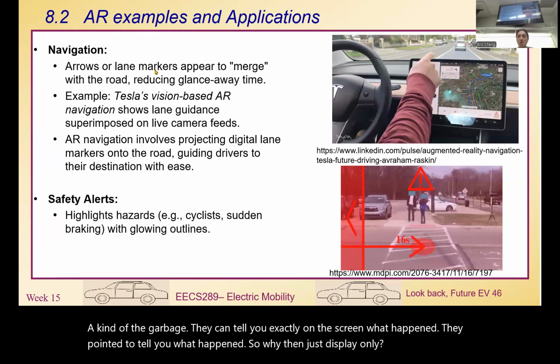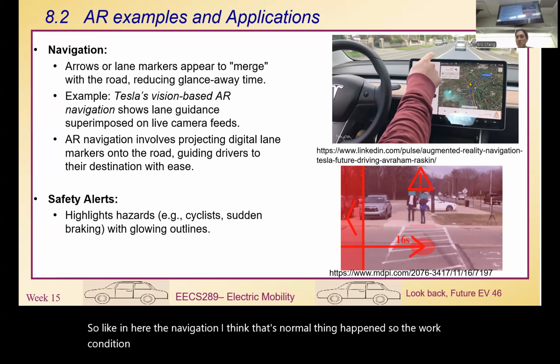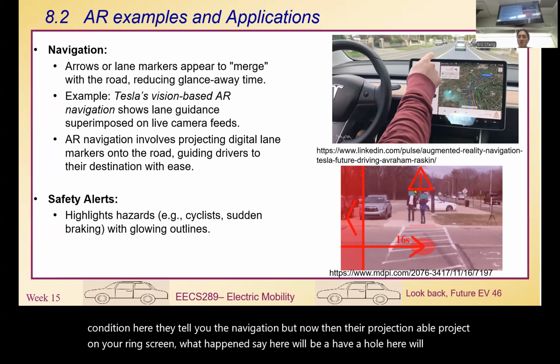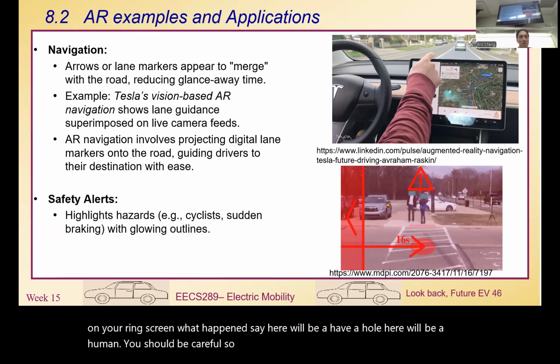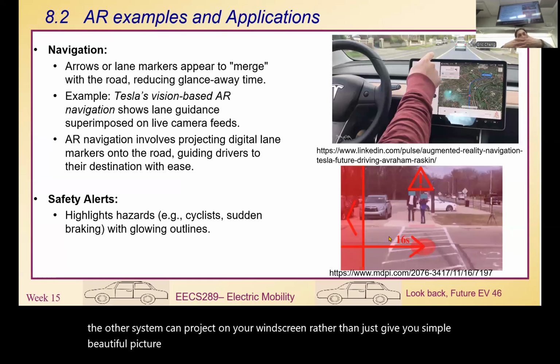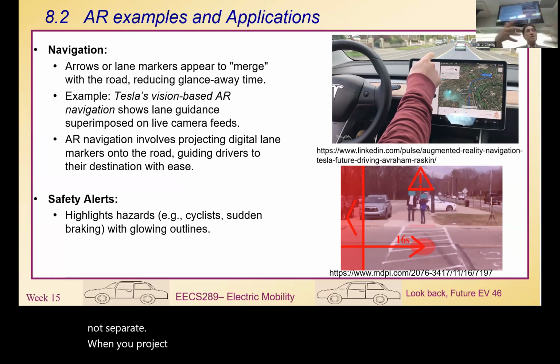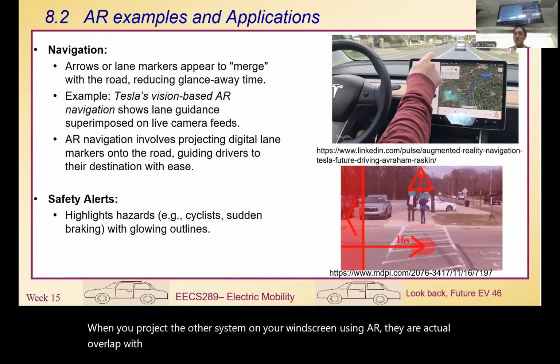So like in here, the navigation, I think this is a normal thing. So the road condition here, they tell you the navigation. But now their projection is able to project on your windscreen what happened. Say here there will be a hole, here will be a human. You need to be careful. So they will project what happened. The information, the alert system, can be projected on your windscreen rather than just giving you a simple, beautiful picture. So they are able to put them together, right? They're not separate. When you project the alert system on your windscreen using AR, it actually overlaps with the front road condition. So that's an important thing.